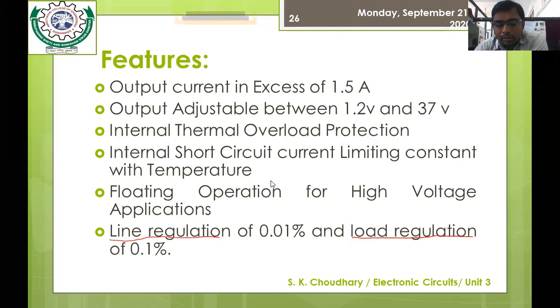Okay. So the formula for the load regulation is no load voltage minus full load voltage upon full load voltage.